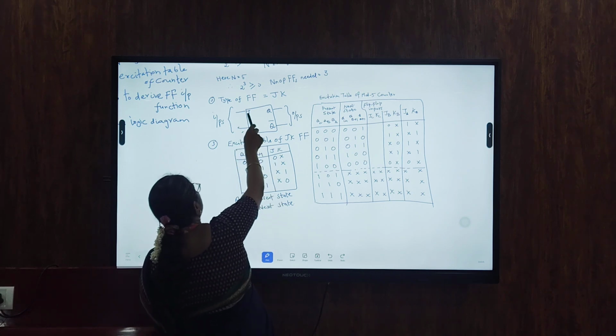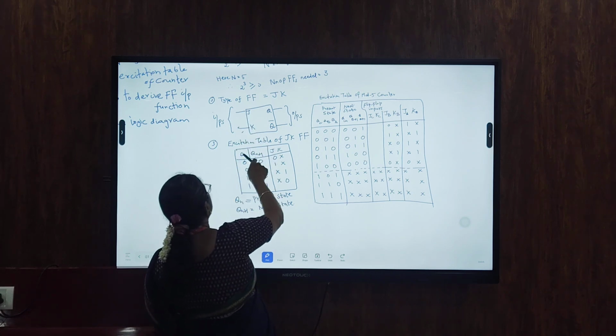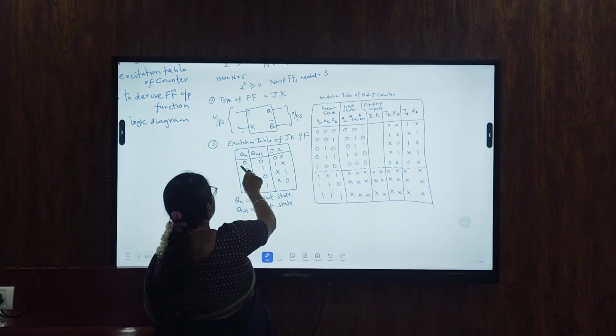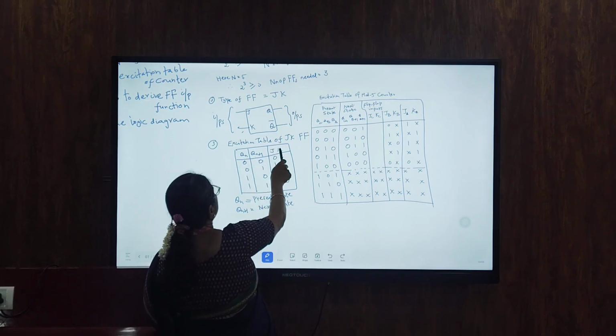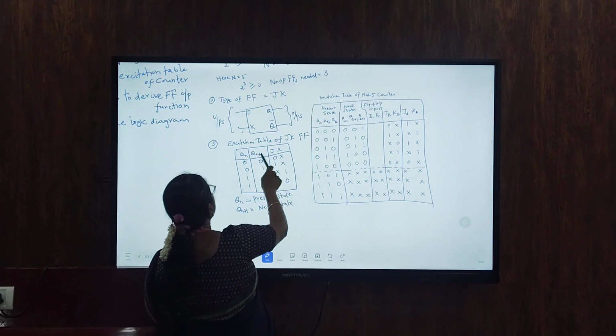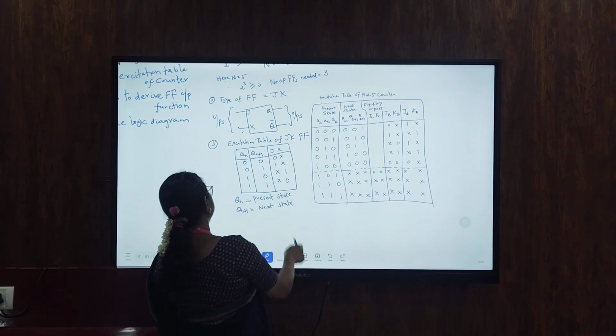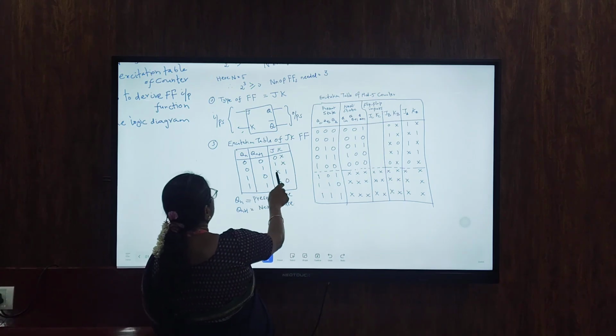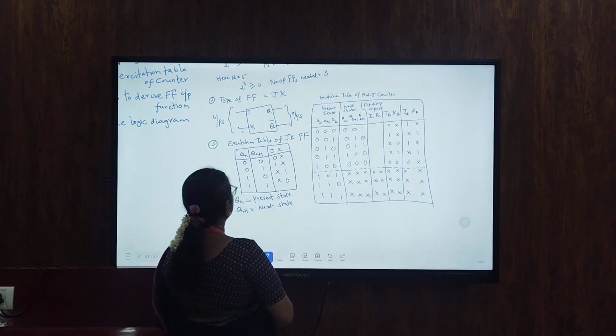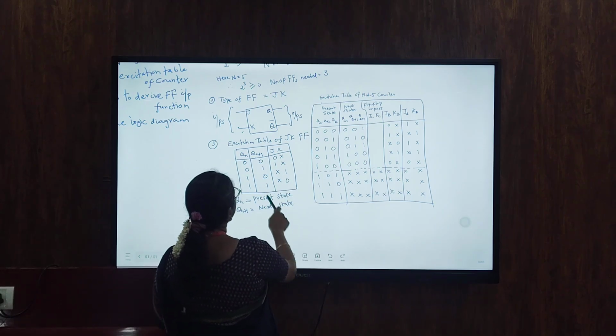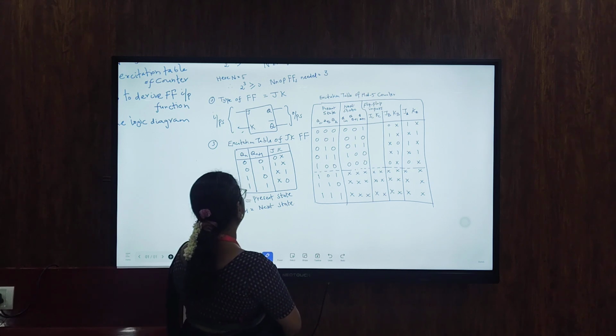If I want the J and K inputs for present state 0 and next state 0, my J input should be 0 and the K input should be don't care. Similarly, for present and next state 0, 1, the JK inputs are 1, don't care. Then for 1, 0, it is don't care, 1. For 1, 1, it is don't care, 0. So now we know the excitation table of the JK flip-flop.